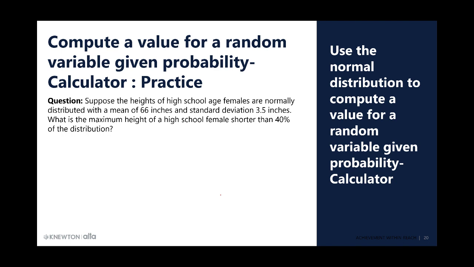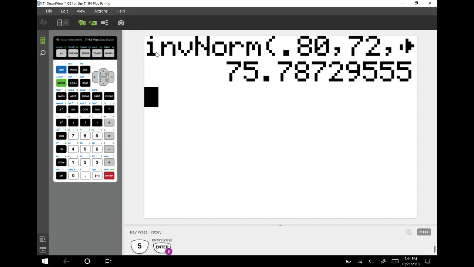Suppose the heights of high school age females are normally distributed, mean of 66 inches, standard deviation of 3.5 inches. What is the maximum height of a high school female that represents the shorter 40% of the distribution? So this is the 40th percentile. Area equals 0.40 because that's our area to the left, okay? Our mean is 66 with a standard deviation of 3.5. We're going to feed that information into our calculator, and it will hopefully tell us the correct answer.